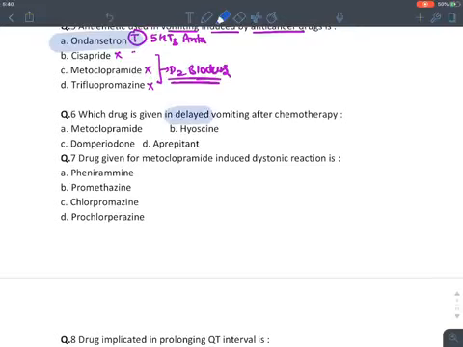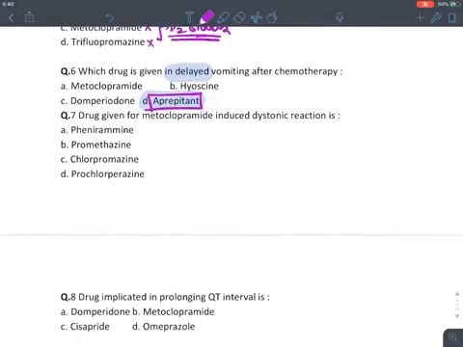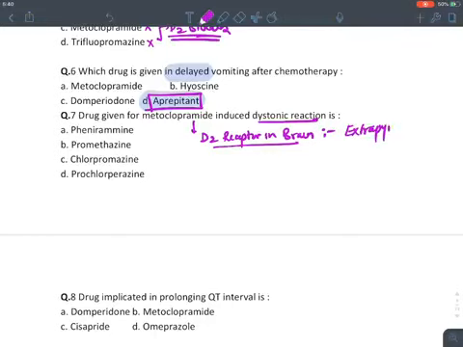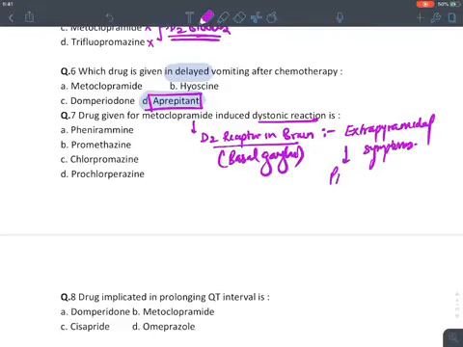Which drug is given in the delayed phase? Remember, the delayed phase comes later. Mark the answer, NK1 antagonist, aprepitant. Okay, delayed phase. Drug given for metoclopramide induced dystonic reaction. Now remember, metoclopramide can block D2 receptor in the brain because it can enter the blood-brain barrier. Hence, it can produce extrapyramidal symptoms by blocking D2 receptor in basal ganglia, which are similar to Parkinson's disease.